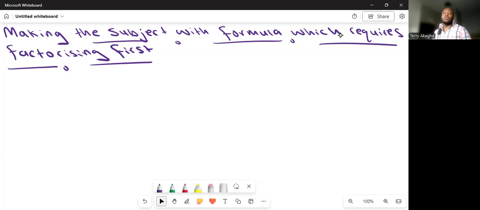So we're going to talk about making the subject of a formula, which requires factorizing first. In this case, we need to factorize when we're trying to make the subject of the formula. We've pretty much been using that in some of the examples previously, but I did not highlight it. In this case, it's going to be highlighted, and then you will see the method or the skill that you need to hone in these examples.